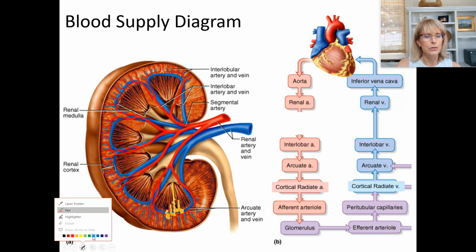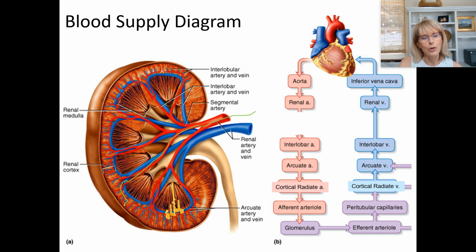I'm going to use green this time. All right. So blood goes through the renal artery and then into the interlobar arteries and then into the arcuate artery and then up the cortical radiate artery. From there, the blood is going to go from the afferent arteriole into the glomerulus.